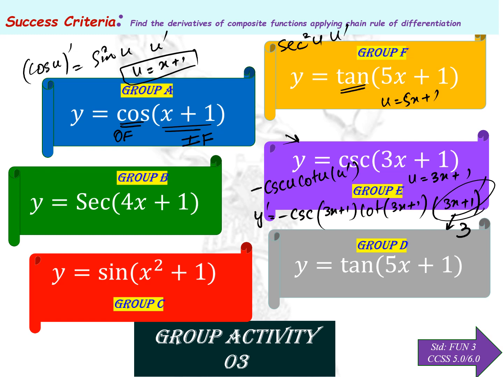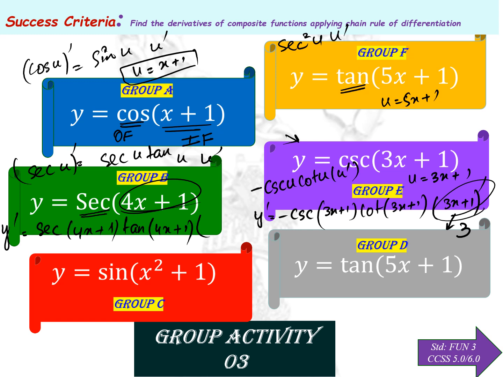So similarly, the derivative of secant u is secant u, tangent u and u prime. So we will get it as secant u is what? 4x plus 1. Tangent u means 4x plus 1 and u prime means the derivative of 4x plus 1, which is 4. So I hope that this idea is understood to you. Now try to solve your questions on your own, and if there is any difficulty, write it in the comment box.